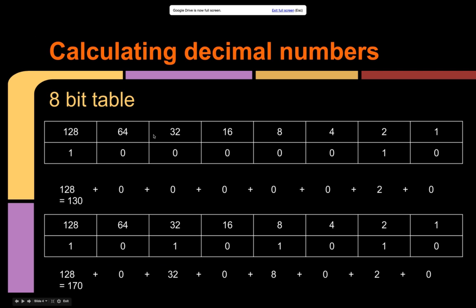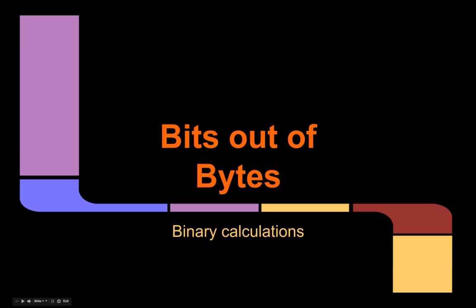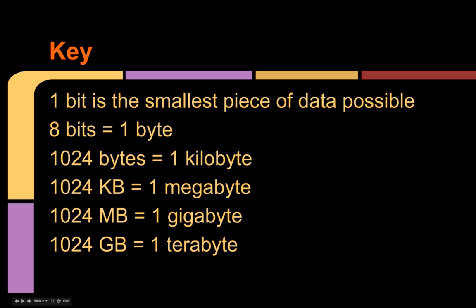Here is my revision of the binary system and how to calculate binary or do conversions. I'm calling it bits out of bytes. First, the key is to understand that 1 bit is the smallest piece of data possible, because really computers are a series of circuits that connect switches. These switches are either on or off, on being 1, off being 0.